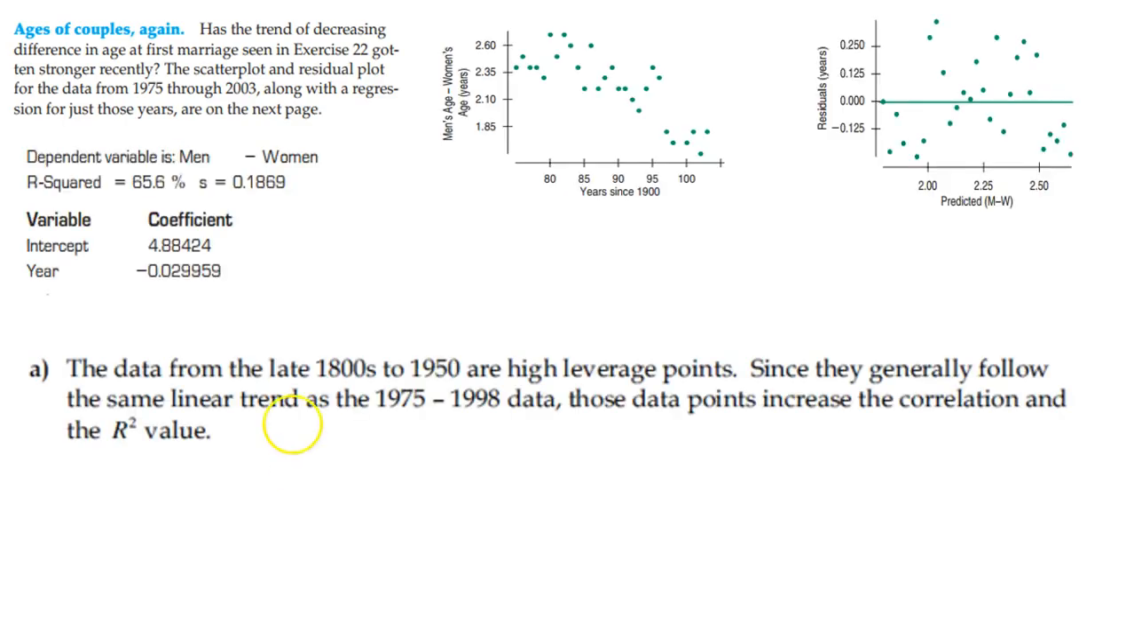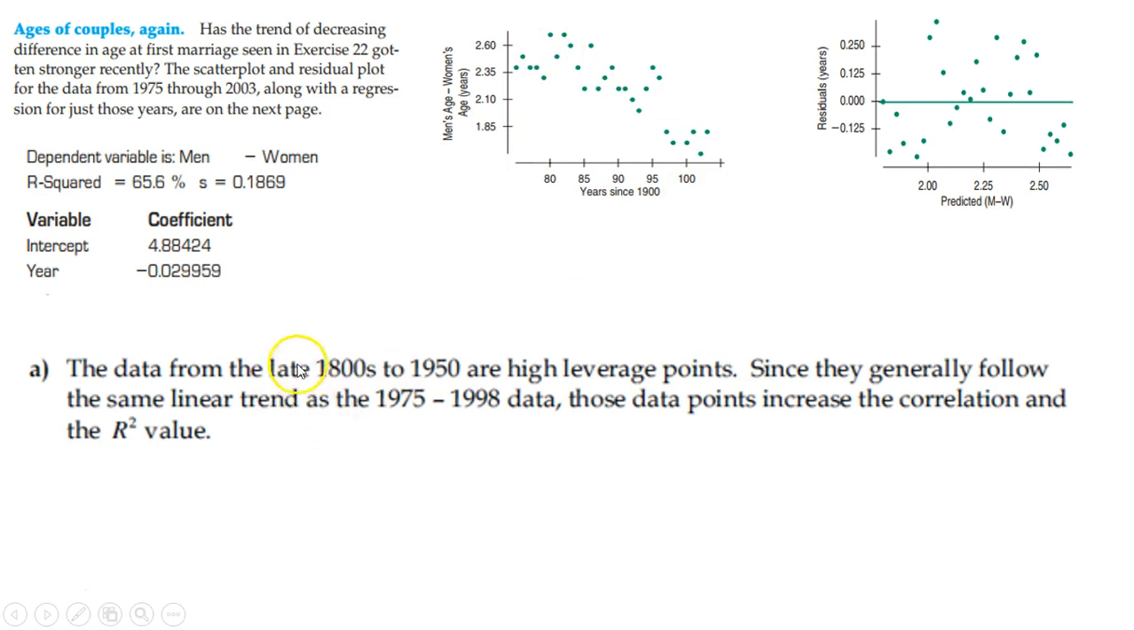So taking a look here, it says, well, the data from the 1880s to 1950s are high leverage points, right? They're way outside of what we end up having since 1900. So those points, since they generally follow the same linear trend of data, increase the correlation, r squared. And it says, this has the trend of decreasing difference in age at the first sight, which we just did. That was exercise 22 before. And the scatter plots show from 75 on. So I'm only looking at 1975 on in this data.